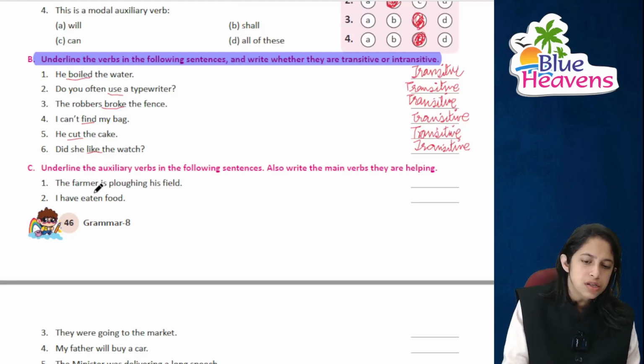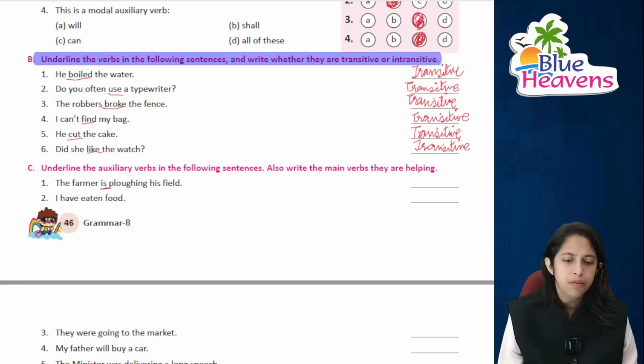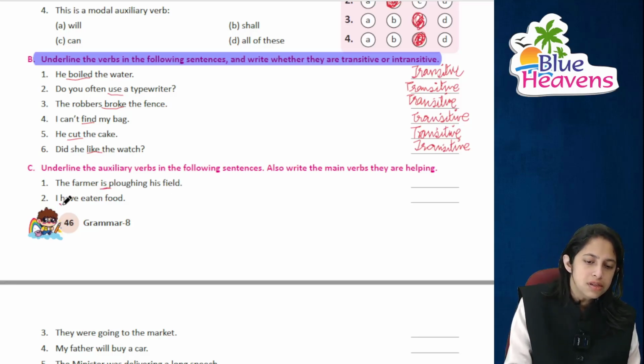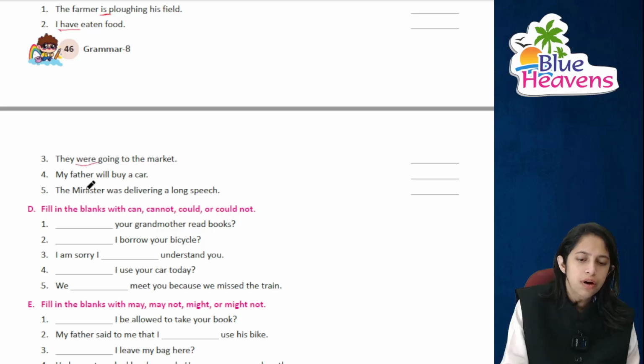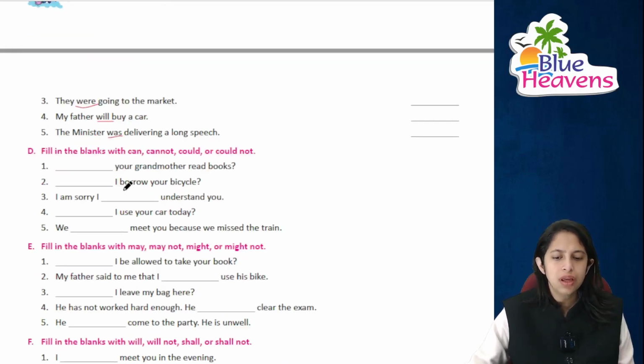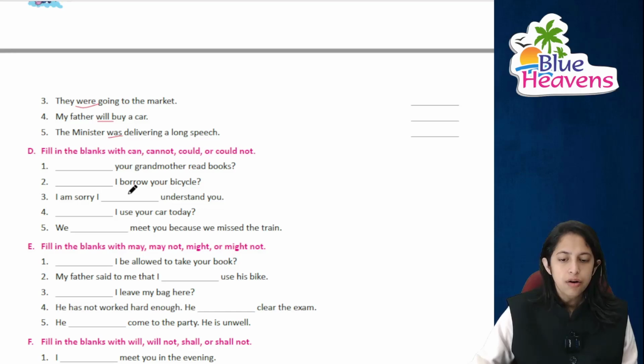The farmer is, देखिए is क्या है, this is what, this is a main verb, right. I have eaten the food, this is have. Next is they were going to the market, it's were. My father will buy, will हो गया. The minister was, right.